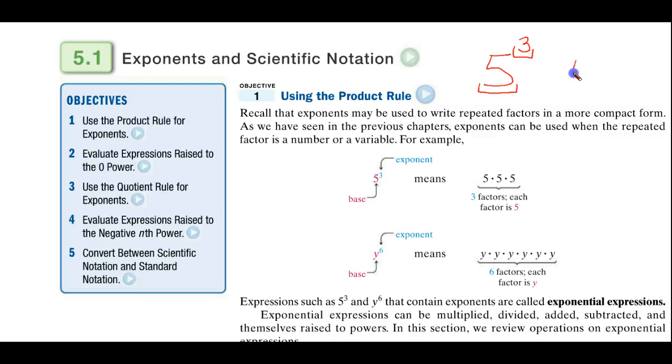Now when we have something like y to the 6th, again, this means that you're going to take this y as a factor 6 times. So y is the base, and the superscript 6 is your exponent. And this is what we call an exponential expression, from the word exponent.